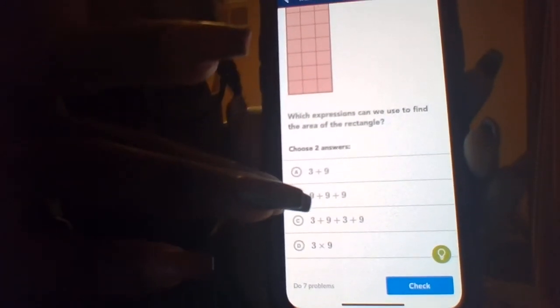And then we have 3 plus 9 plus 3 plus 9. So again, we were looking at these whole columns as 9. So we have 9, 9, but 3 plus 3 only gets us 6, so it wouldn't get us the full 9. So that expression doesn't work.